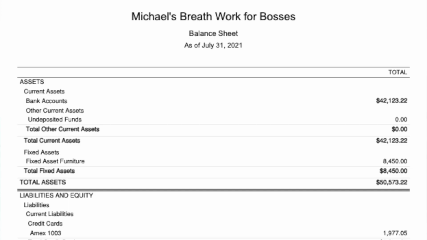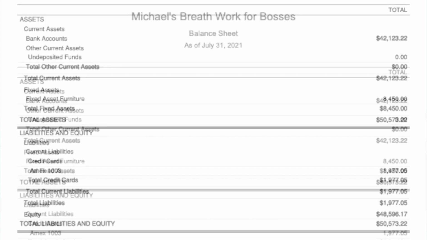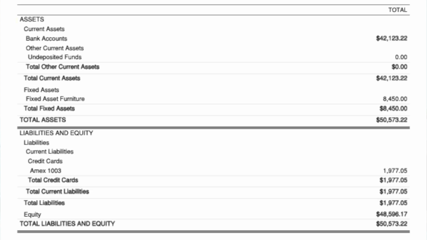Today, we're gonna actually dive in and learn what each part of the balance sheet means. But before we do that, let's look at a for real pretend balance sheet. This is a balance sheet straight out of QuickBooks Online for my dream company, Mike's Breathwork for Bosses. All balance sheets have three primary sections: assets, liabilities, and equity. We'll dive into each of these sections and what they're telling you in just a minute.